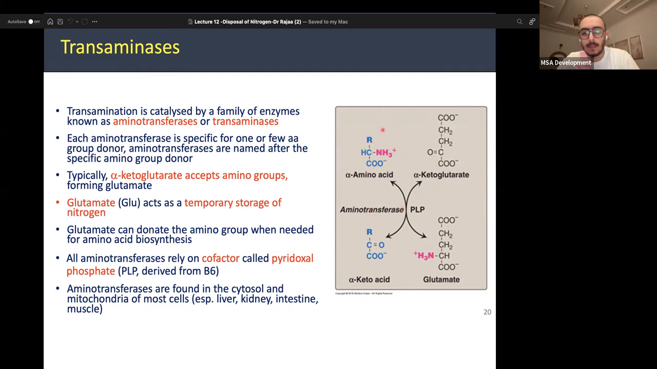AST or ALT. By the way, this is a generic example of the whole process. Let's say this is ALT. This will be alanine. This will be alpha ketoglutarate. The enzyme will be ALT. ALT will take this toxic amino group from the amino acid and give it to alpha ketoglutarate to give us glutamate, and will give pyruvate. The alpha keto acid will be pyruvate. This is how I explained it.